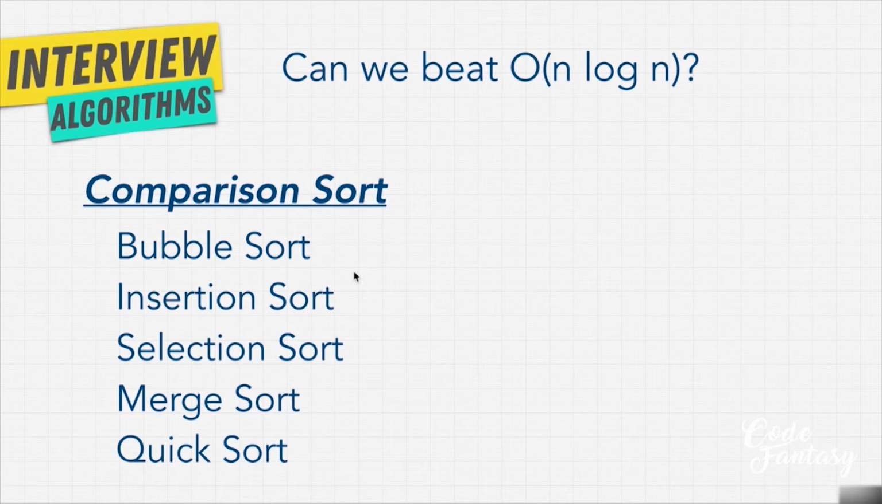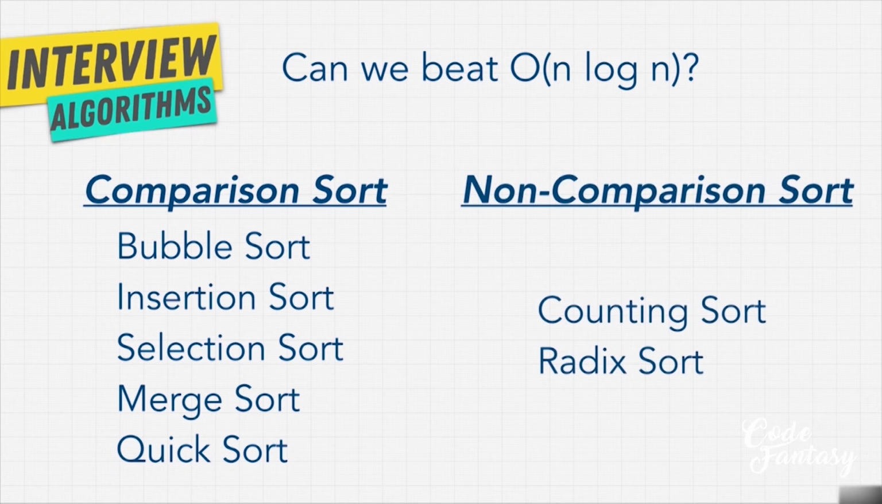Huh? What does that mean? There's a small section of inputs where we can actually beat O of n log n. And these are called non-comparison sorts. And you'll most likely see counting sort and radix sort. But what does that mean? Counting sort and radix sort is an entirely different way to think about sorting.